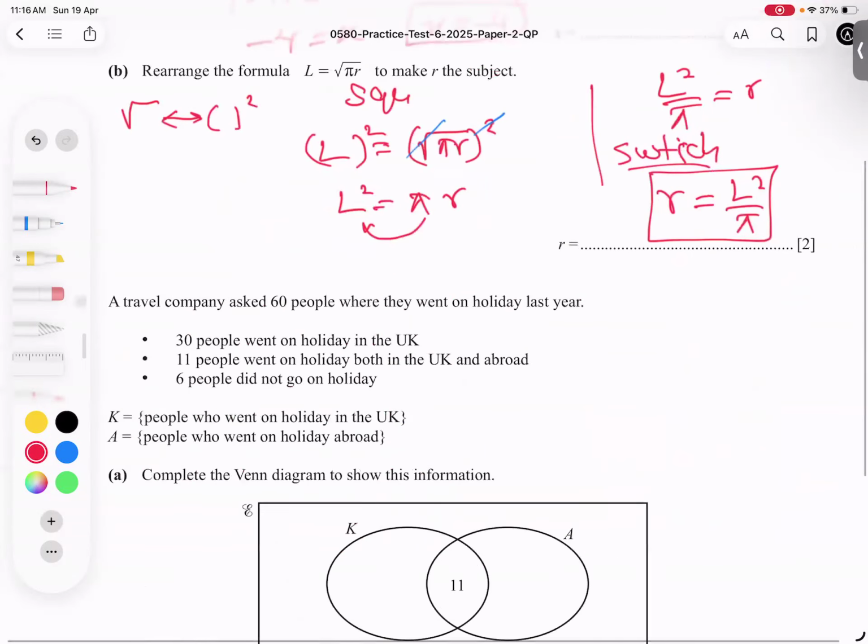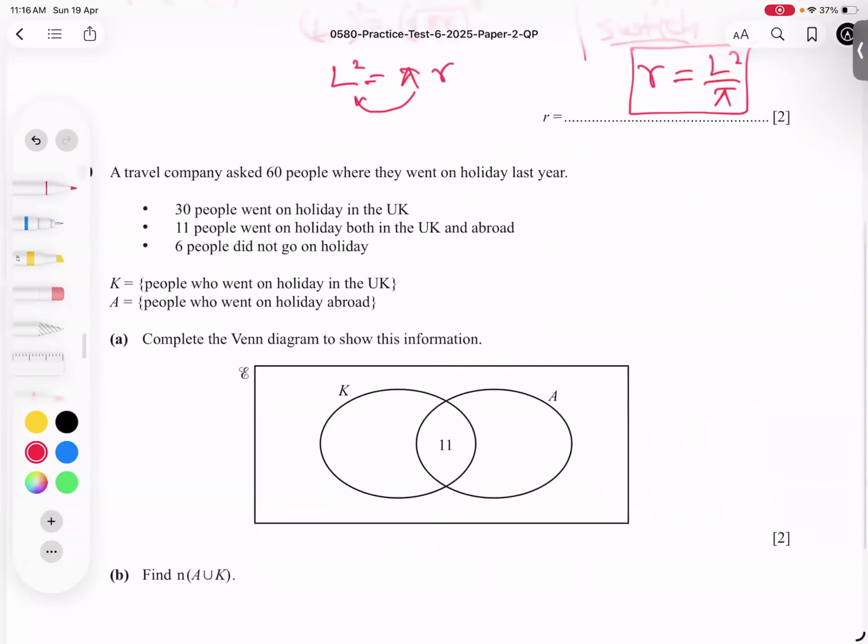Let's talk about question number 10. A travel company asked 60 people where they went on holiday last year. 30 people went on holiday in the UK. You can see a circle, UK. And 11 people went both in the UK and abroad. A is for abroad, clearly mentioned. Even below he mentioned K for holiday in the UK and A for abroad. Okay, done. 11 people, UK and abroad together, so naturally 11 goes in the middle.